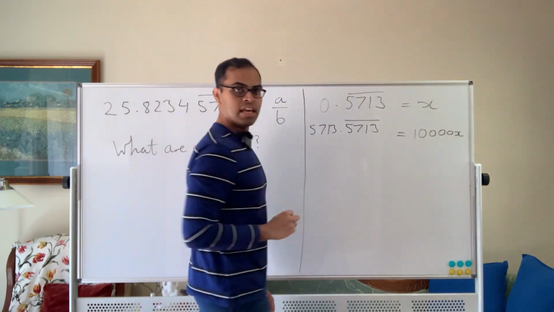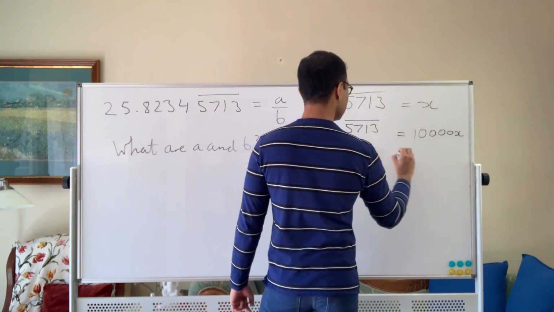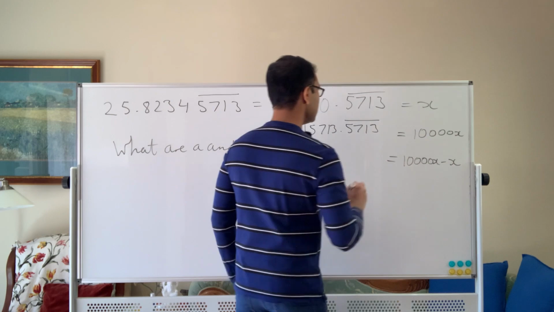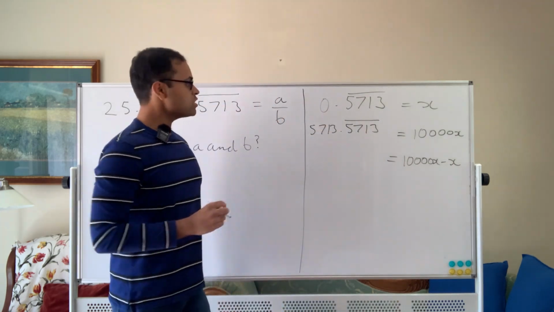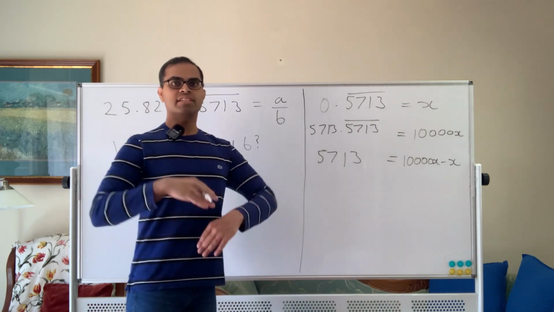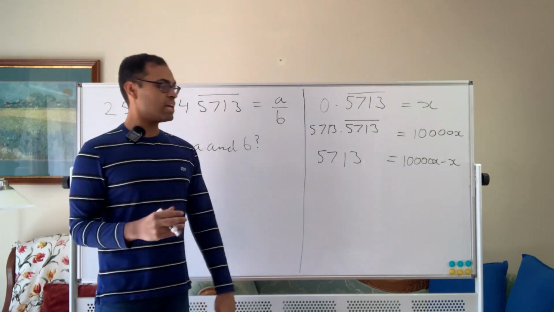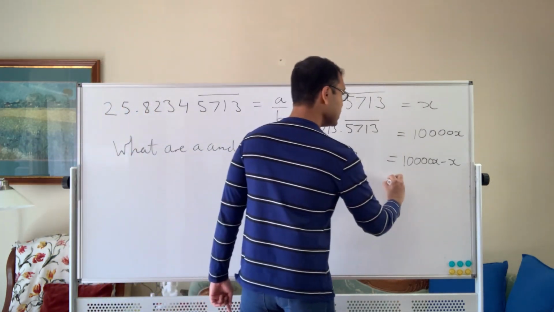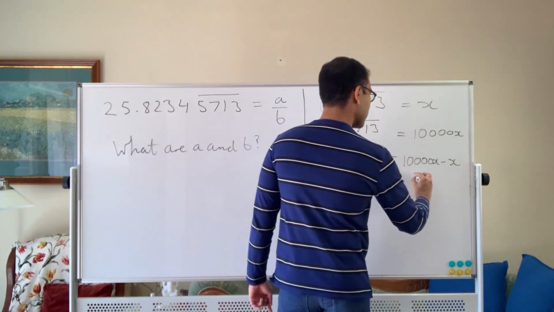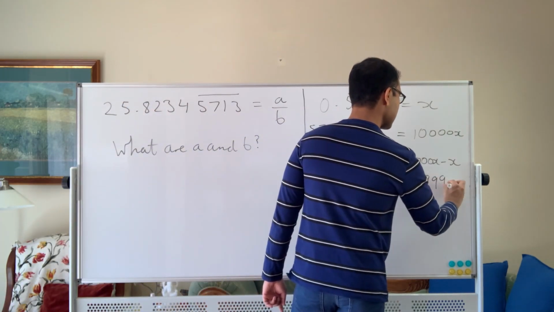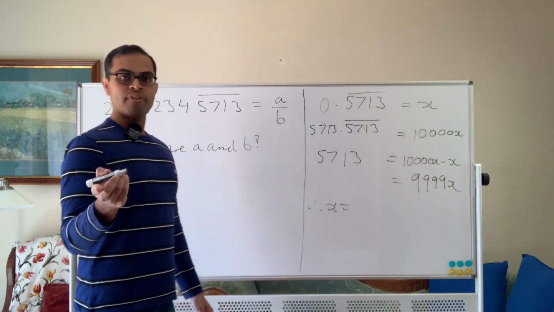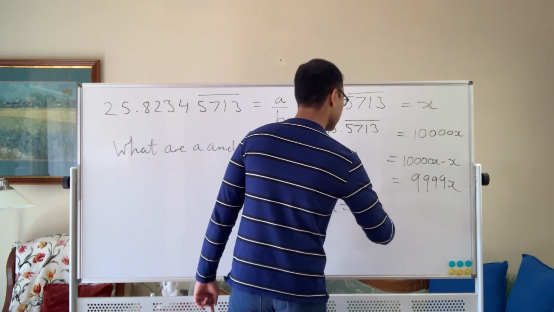So what is 10,000x minus x? It's just going to be this subtract this, which is 5713. So we got rid of the decimals and made it an integer. Now we know that 10,000x minus x is 9,999x. So we're going to get 9999x, and therefore x is equal to 5713 divided by 9999.